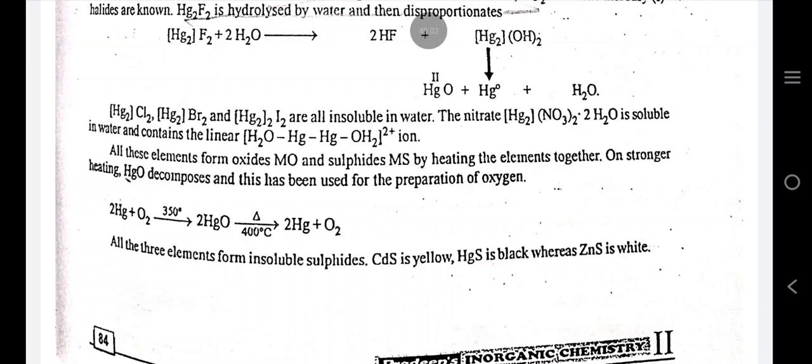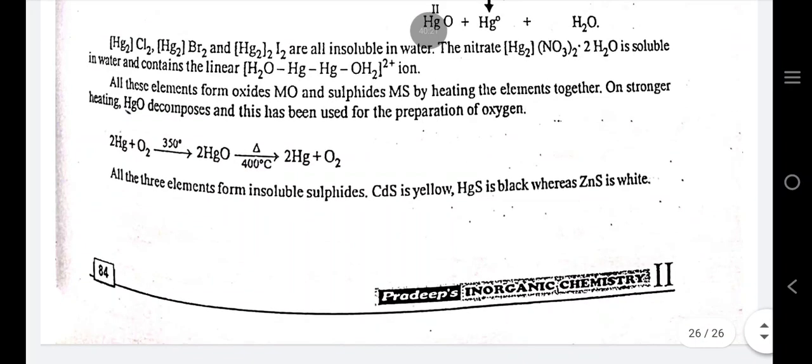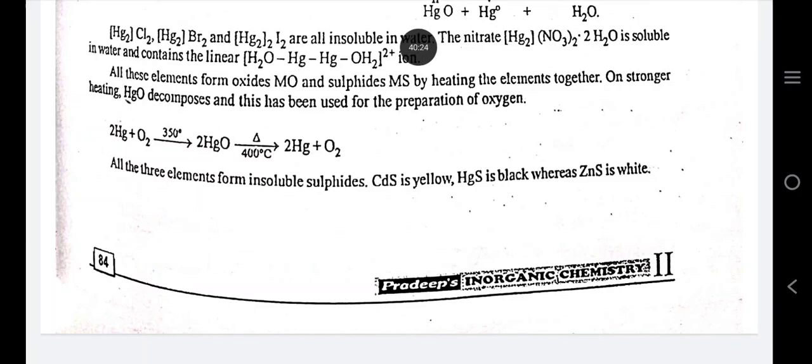All these elements form oxides MO and sulfides MS. The oxides can be made by heating the elements together; on stronger heating, HgO decomposes, and this has been used for the preparation of oxygen. Look at this reaction. All the three elements form insoluble sulfides. CdS is yellow and HgS is black, whereas ZnS is white.